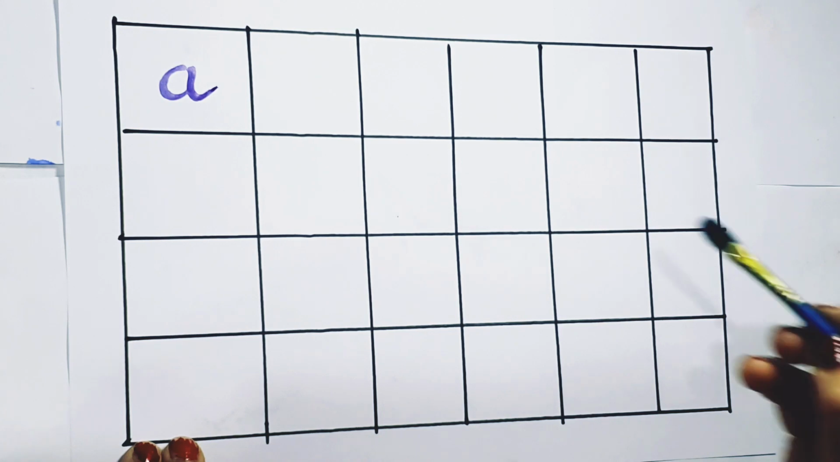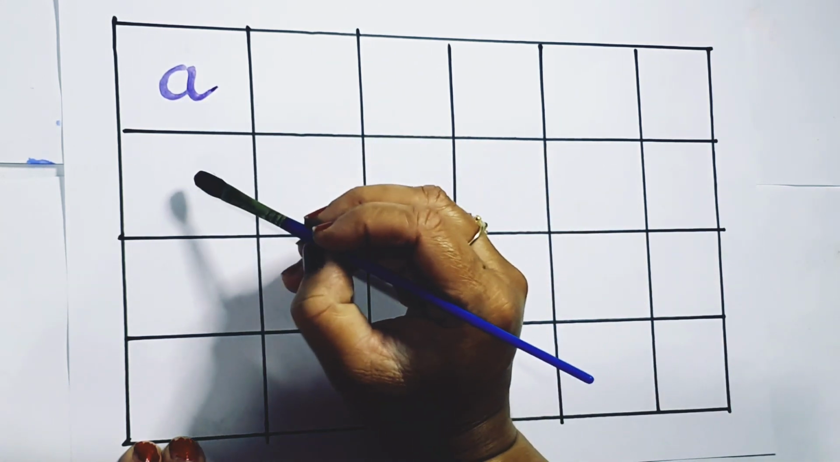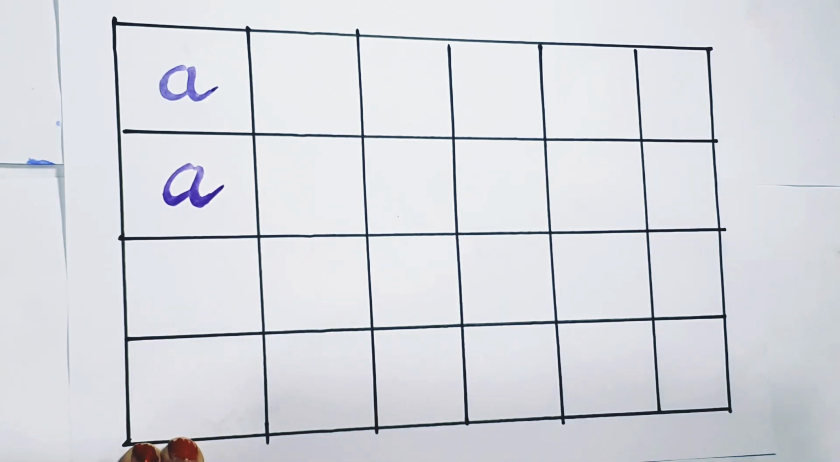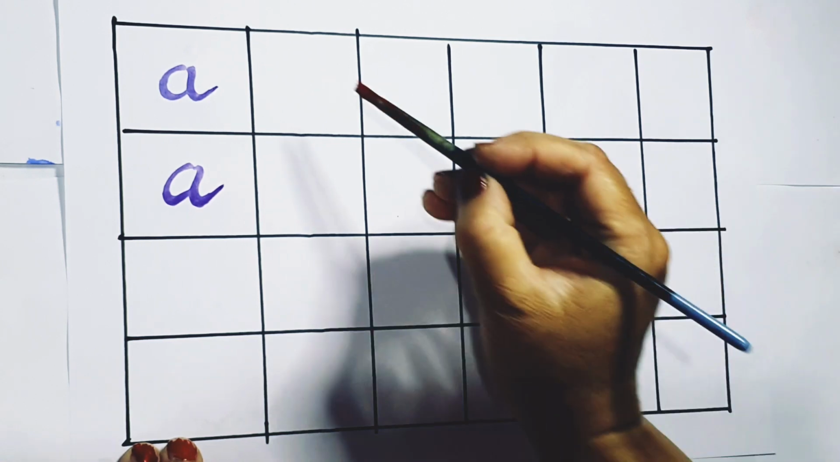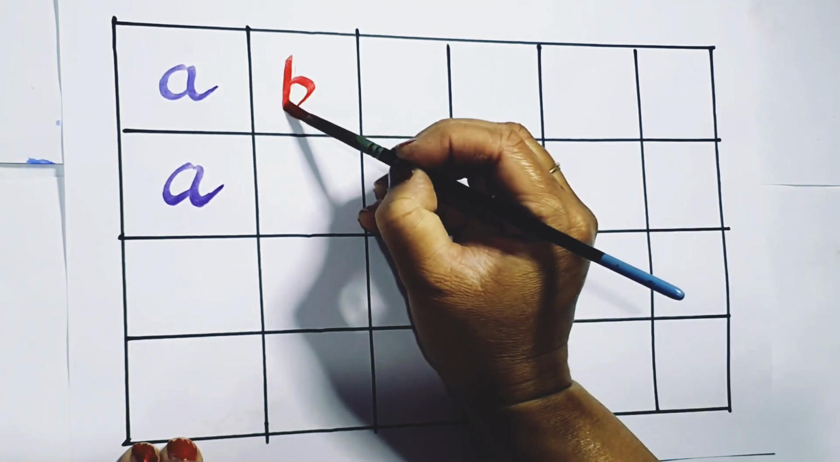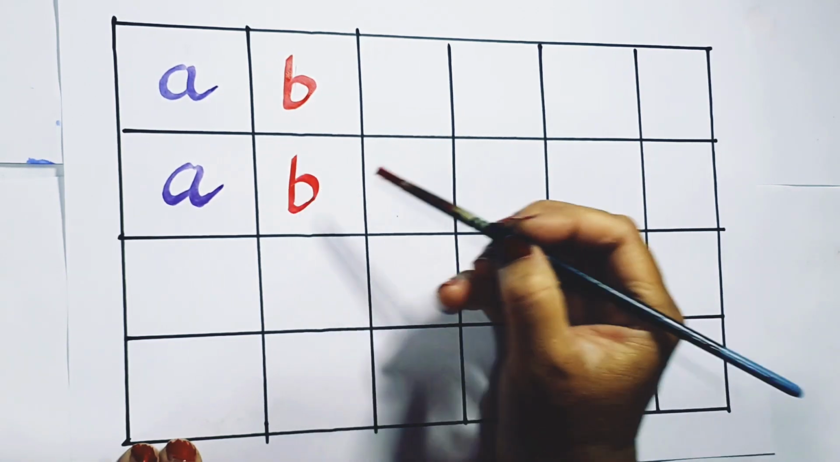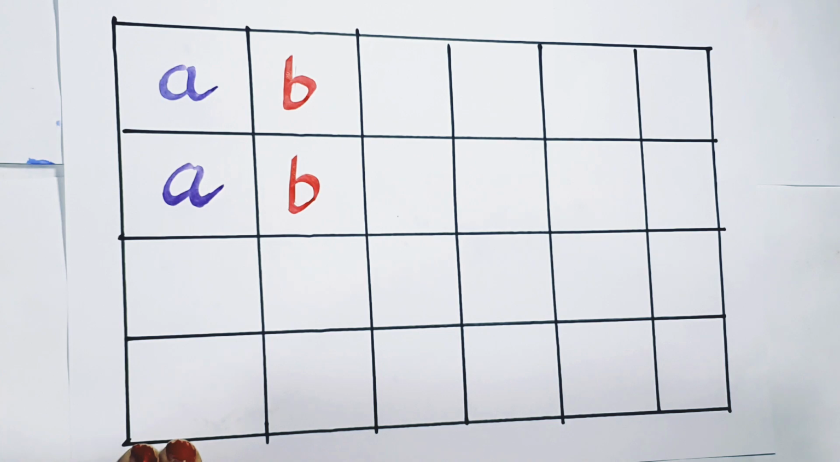A for apple. A for aeroplane. B for bat. B for ball.